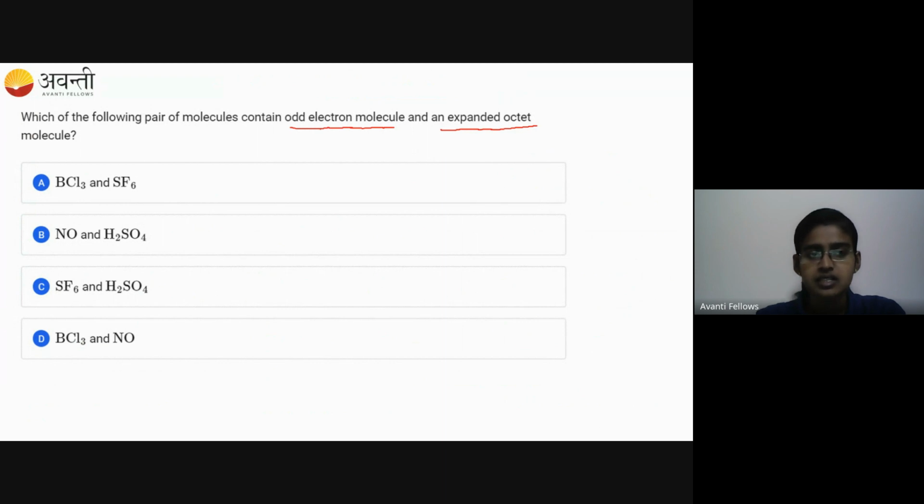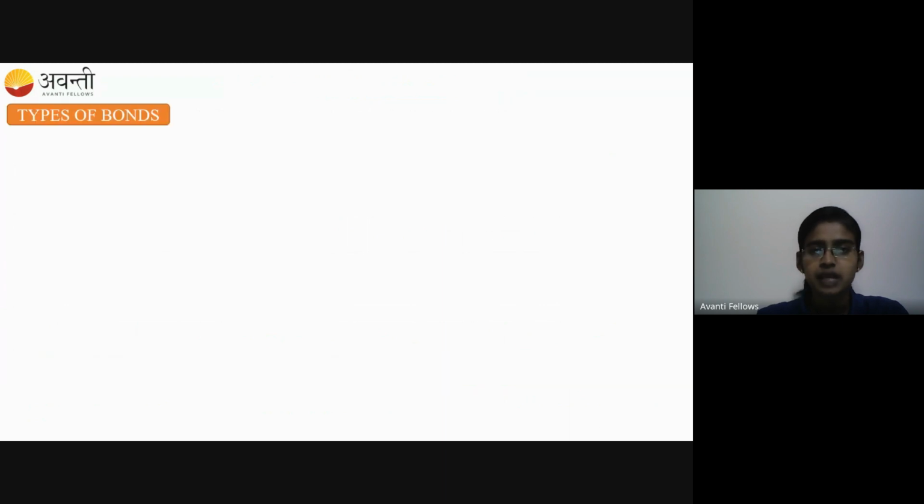The correct answer is option B. So NO is an odd electron molecule and H2SO4 is an expanded octet molecule. Okay. So next we will go with the types of bonds.